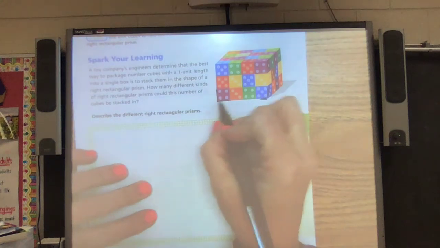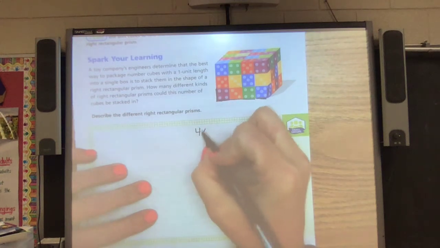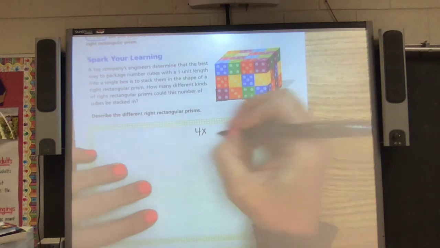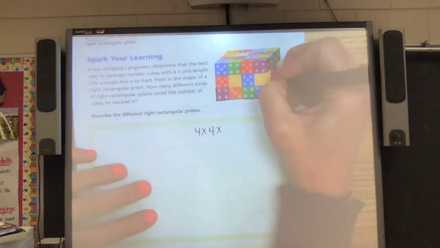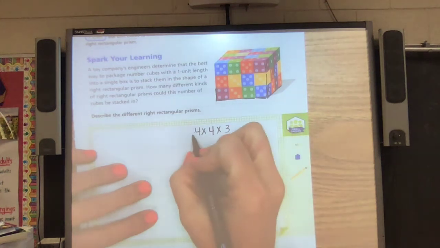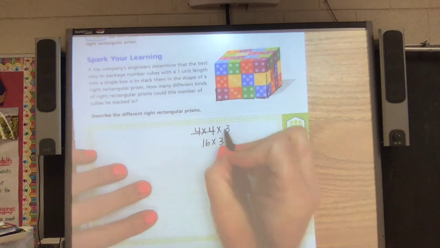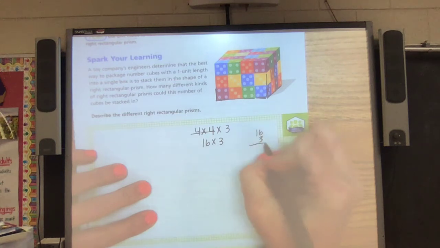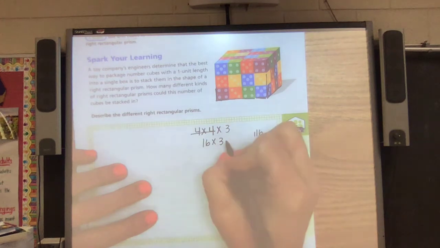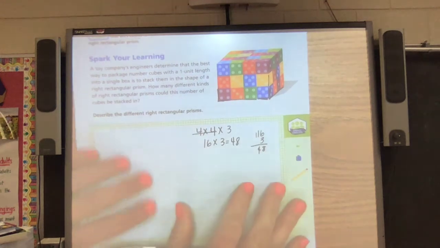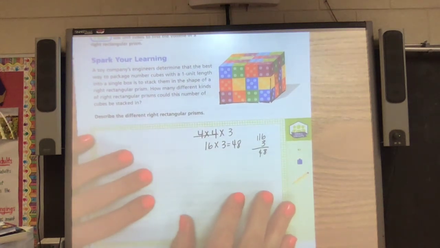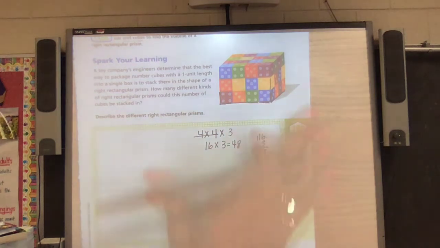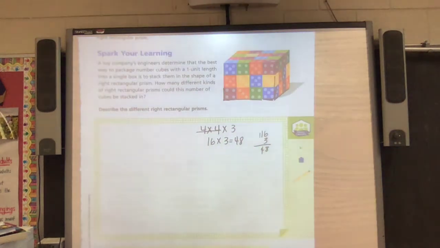So we've got 1, 2, 3, 4 units long, 1, 2, 3, 4 units wide, and 1, 2, 3 units tall. So I know 4 times 4 is 16, and now 16 times 3 is 48. So I know that my stack has to have 48 cubes. So now I'm going to think of how many ways I can make 48, really. And I love doing this because there are so many different ways. So think of numbers that you know multiply together to give you 48.